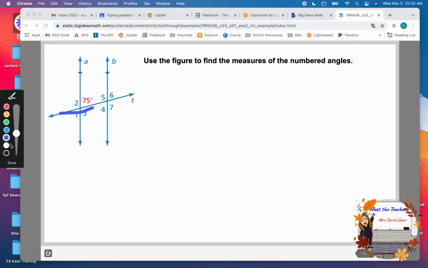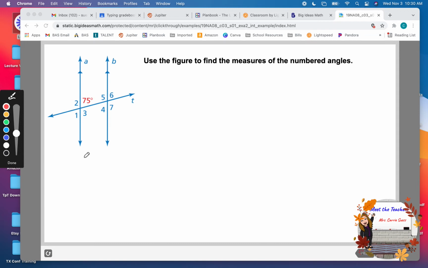That was a terrible line. Try it again. Is this a straight line? I mean, not my drawing, but that's on a straight line, yeah? So then this plus this would be 180. So to find 2, I just do 180 minus 75. So what's 180 minus 75? 105. So the measure of angle 2 is 105.